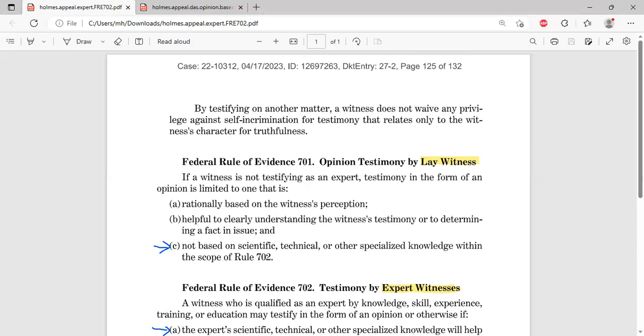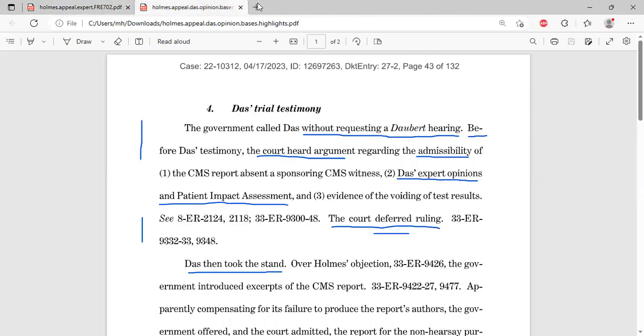So Dr. Doss did two analyses of the analyzer. One, he did what's called a Six Sigma analysis, which the court did not allow him to testify to because the court determined that that was expert testimony, that was scientific, that was technical. But Dr. Doss did testify in the trial as to the patient impact assessment. So let me show that to you. This is from the appeal filed by Elizabeth Holmes.